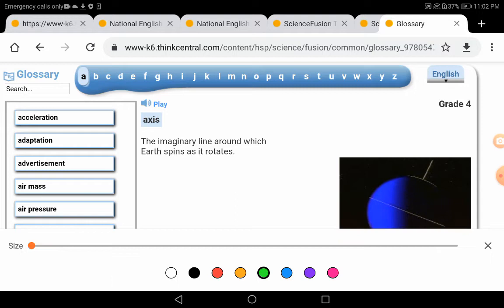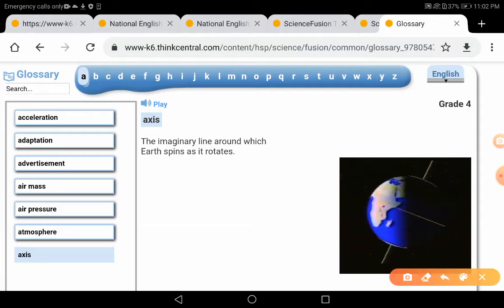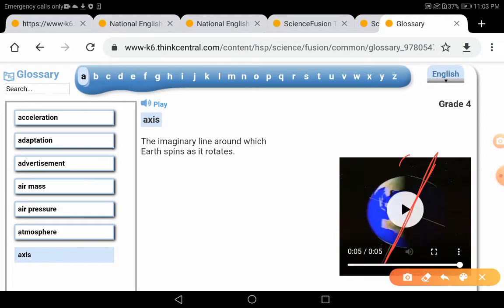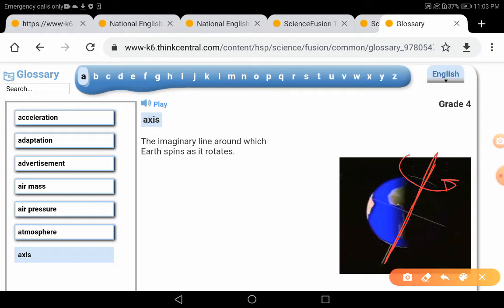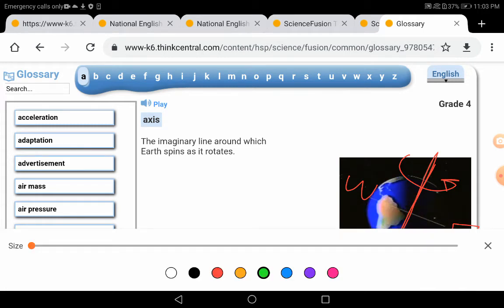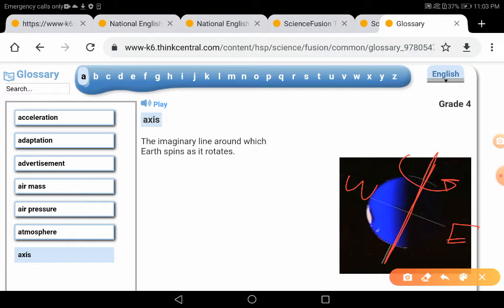Here we go. So this is the axis. And this is the way that Earth moves, from west to east. And this line divides the Earth into two hemispheres. What are they? Yes. North, south. Northern hemisphere and southern hemisphere.